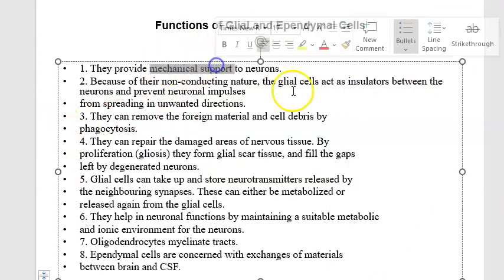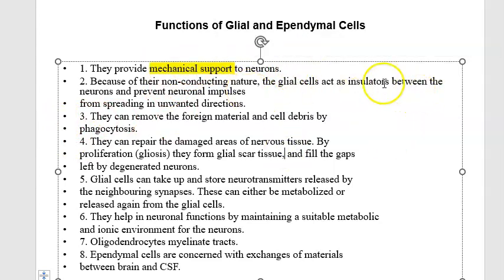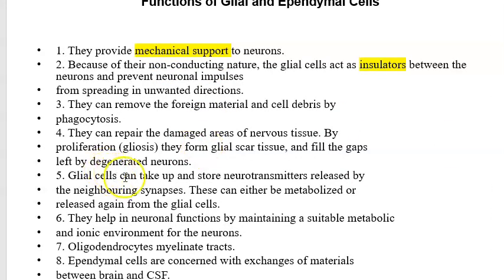There are a lot of other functions of supporting cells. They also provide mechanical support. Then they act as insulators, because nerve impulses are going here and there; the impulses won't go in all directions, wherever it has to go, it will go. Then they remove foreign material by phagocytosis; that is the microglia. Then they can repair, because of the glioblast, which can become whatever you want. They can fill the gap left by degenerated neurons, though very little, because of nerve regeneration, which you will read, but they can repair to some extent. Then they store neurotransmitters and release them whenever needed.